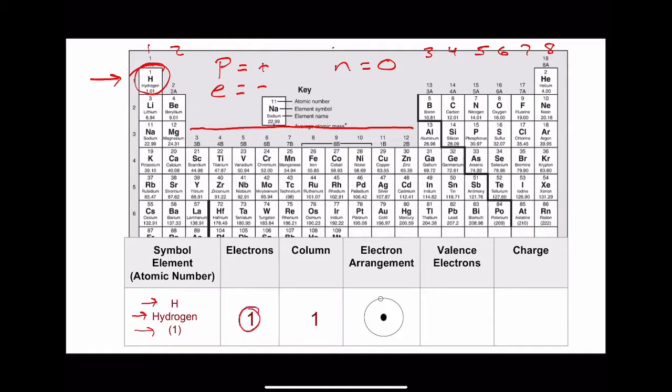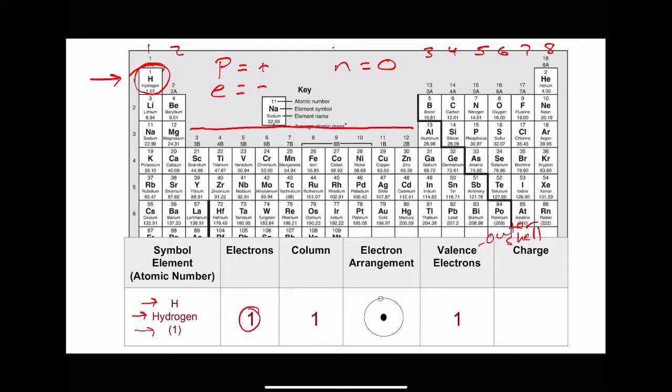Valence electrons, valence means outer shell. So we are here talking about how many electrons are on the outermost shell of an atom. And since hydrogen only has one shell, there's only one electron on that shell, we can say we have one valence electron.